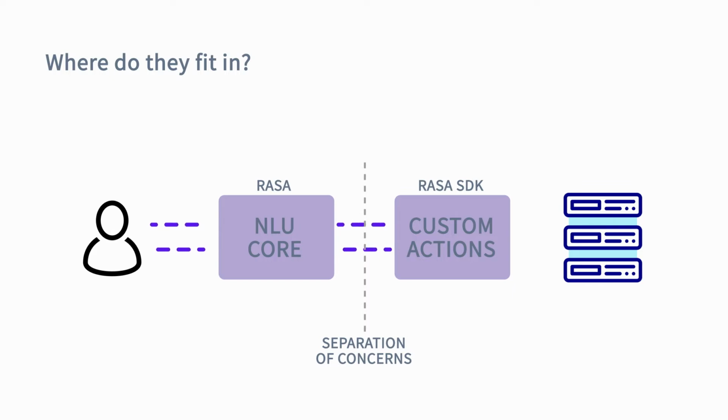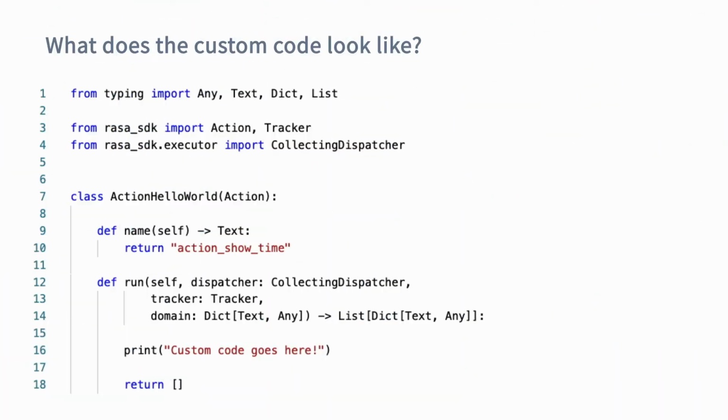It means that we will need to run two services on our machine if we want to use custom actions. But it also makes it possible to scale the assistant more flexibly in a production setting. You can increase the number of workers for the action service without having to double the workers for the Rasa open source service. Having mentioned all of this, let's now have a look at what the code for a custom action might look like. What you see here is a very basic example of a Rasa custom action.